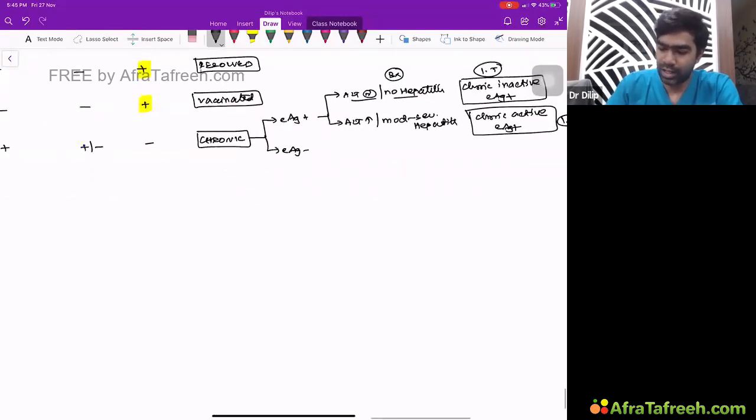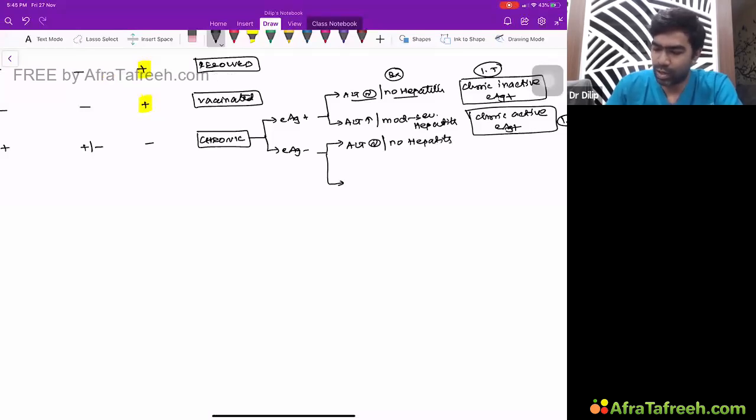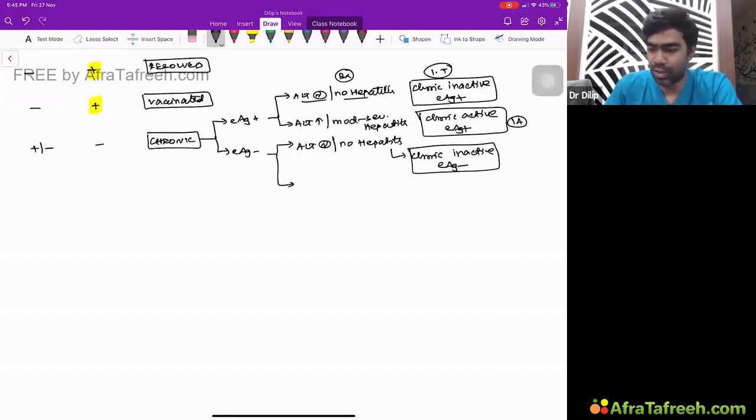So if E antigen is negative, once again, I can split into two based on the ALTs. If ALT levels are normal and biopsy shows no hepatitis or only mild hepatitis, this group of patients will be called chronic inactive hepatitis, E antigen negative. So this is the third classification. And these patients are the ones we called the immune control phase previously.